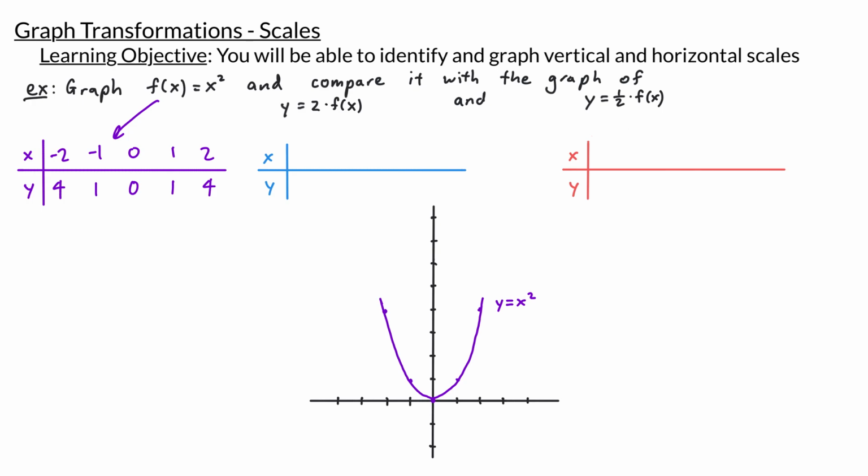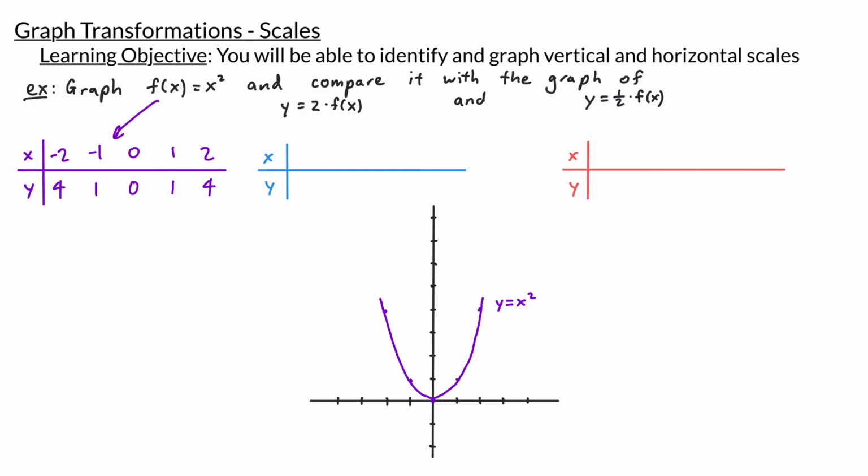Just like our previous video, what we want to do is look at the function f of x equals x squared, and compare it with the graph of y equals 2 times f of x and y equals 1/2 times f of x. From our previous video, we saw that adding or subtracting numbers corresponded with shifts. When we do scales, we're instead multiplying by a number. So here we have a multiplication by 2, and here we have a multiplication by 1/2.